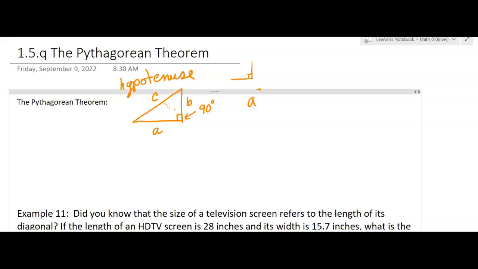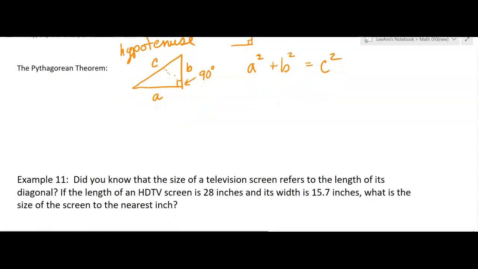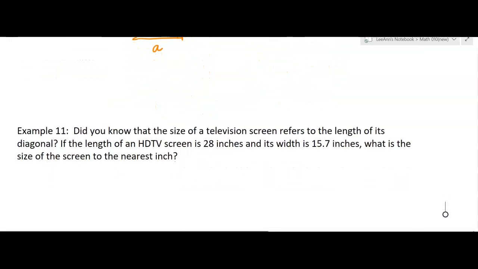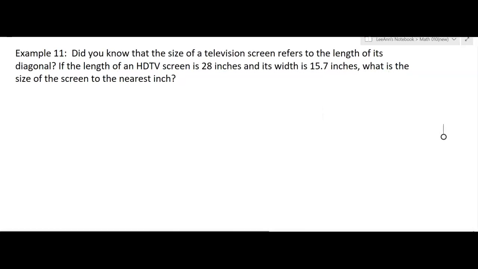A squared plus B squared equals C squared. And that's the Pythagorean theorem. So it's pretty cool. Used for all kinds of things. So now here we have an example.